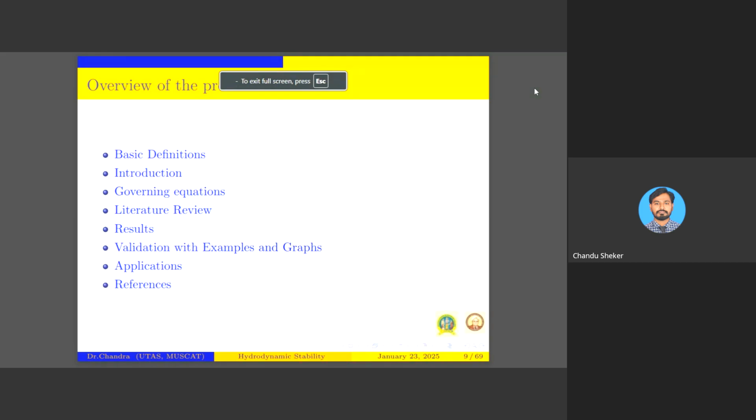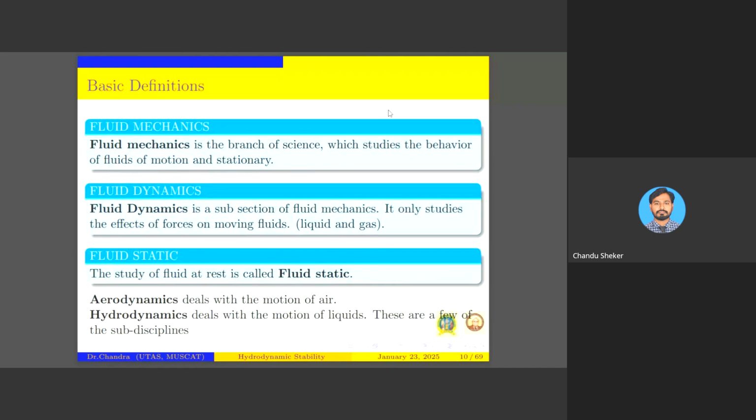Let us cover the basic definitions first. I'm going from the beginning. First, fluid mechanics. It is one of the branches of science which studies the behavior of fluids in motion and at rest. Studying the behavior of fluids in motion is called fluid dynamics. Studying the behavior of fluids at rest is called fluid statics. There are some subdisciplines: aerodynamics and hydrodynamics. Aerodynamics deals with the motion of air, whereas hydrodynamics deals with the motion of liquids.